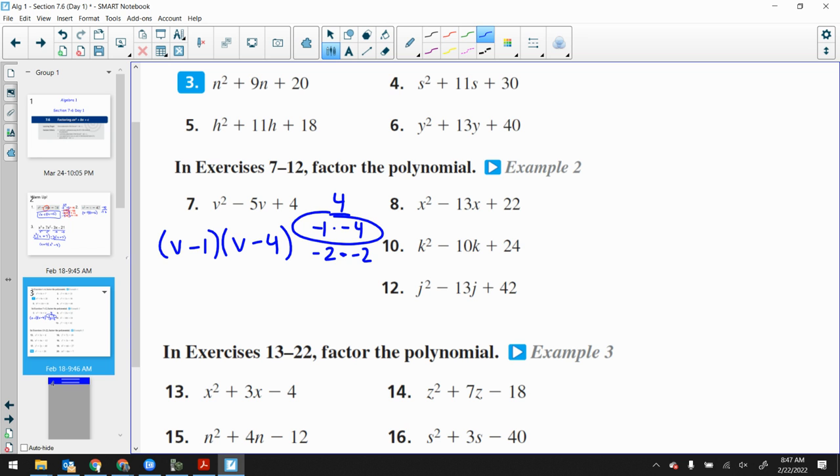Make sense? What doesn't make sense about that? Oh, wait, never mind.